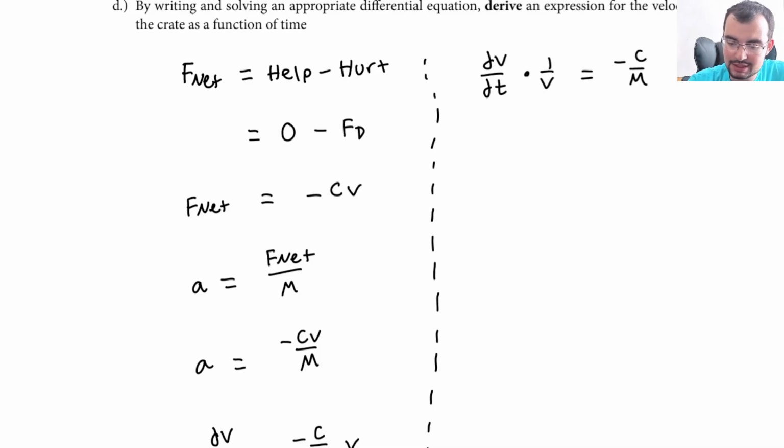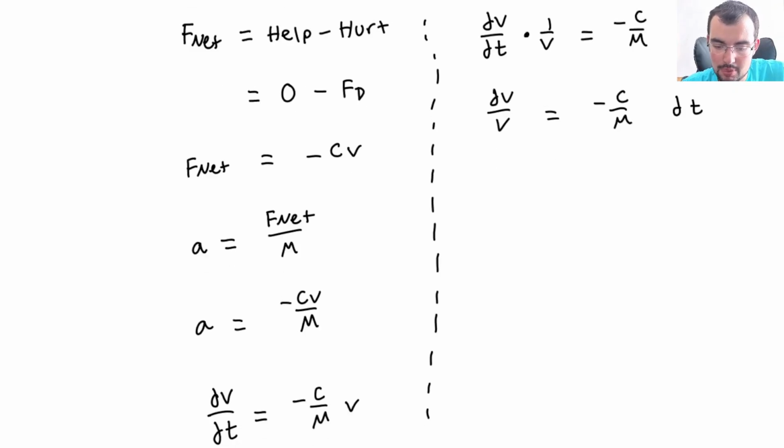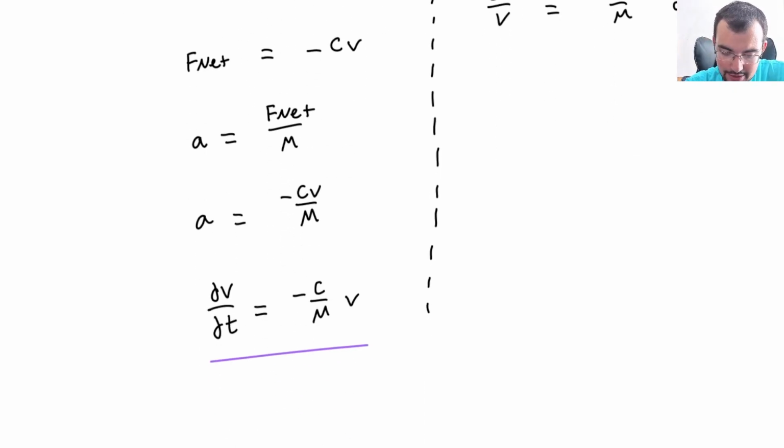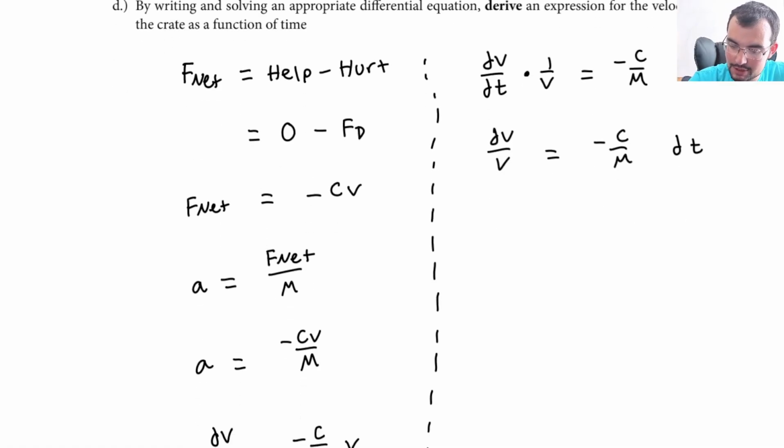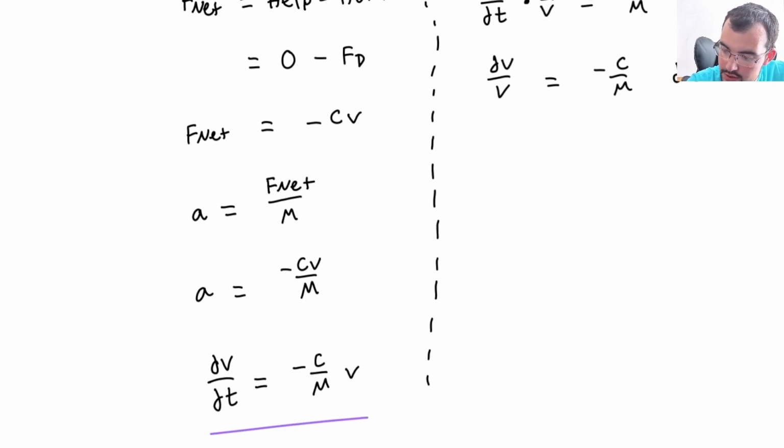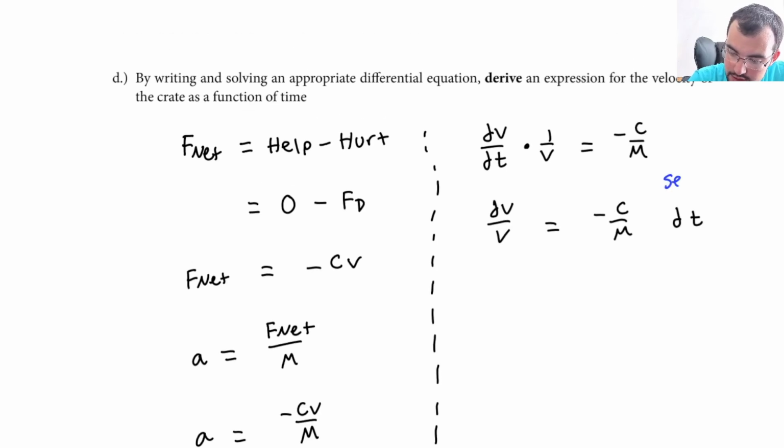And separate means get the dt to the other side also, so we just send that dt over via multiplication. So dv over v would be equal to negative c over m times dt. So we have separated, so this is called separation, because all the v's live on one side and all of the not v's live on the other. Then we integrate.